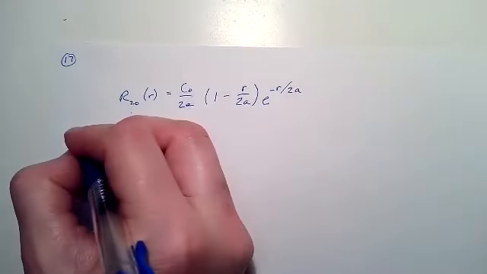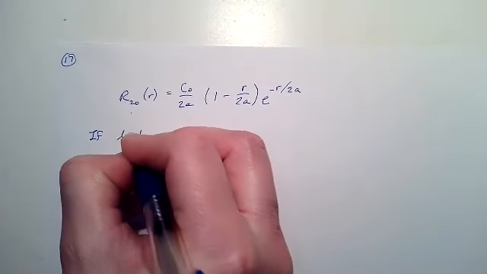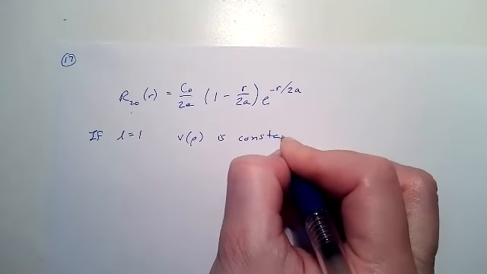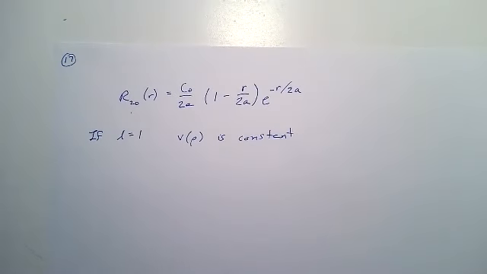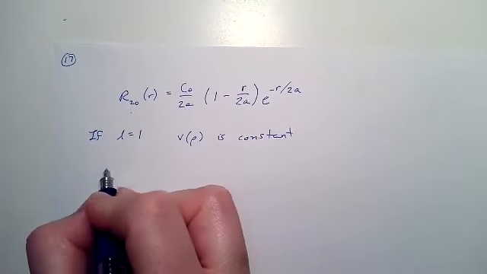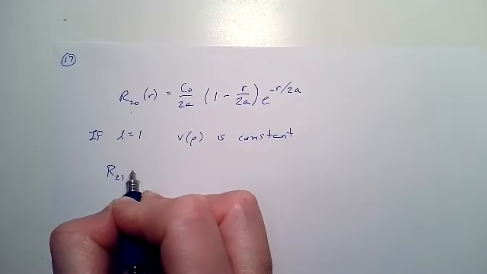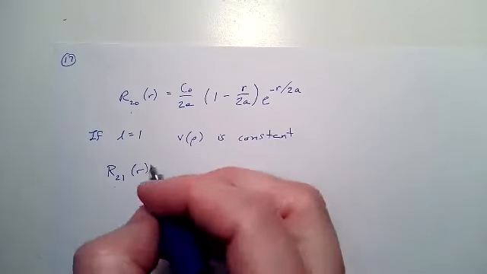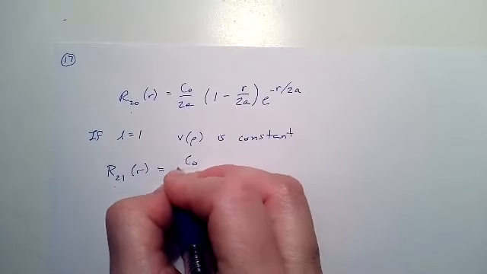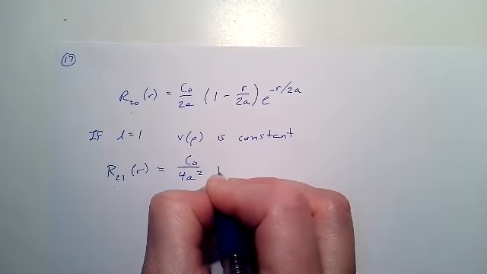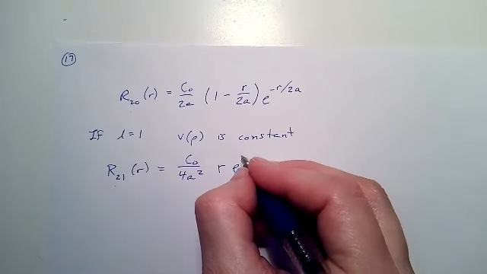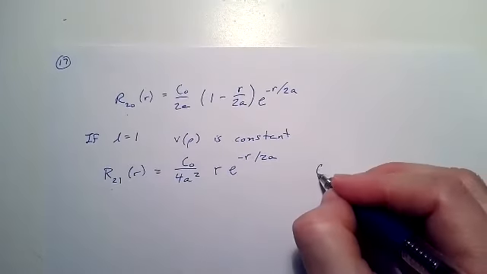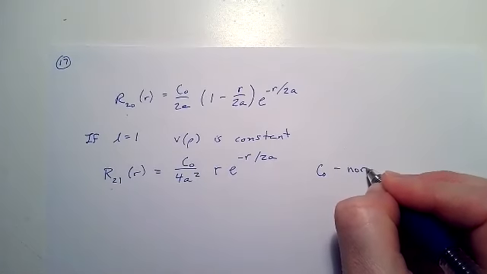Okay, if instead we look at the next case, we're going to see that that function is constant, and r, where our principal quantum number equals 2 and L equals 1, is going to look like C0 over 4a squared times r times e to the minus r over 2a. Again, our C0 is determined by normalization.